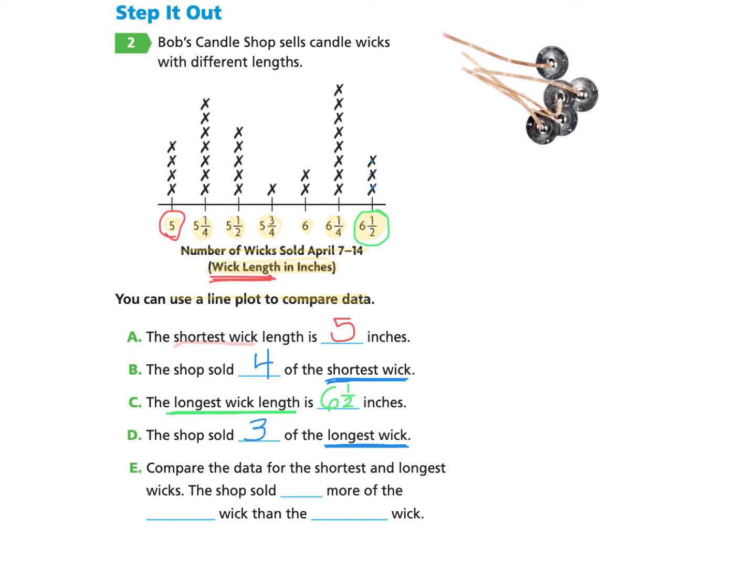Now they're going to ask us in part E to compare the data for the shortest and the longest wicks. The shop sold blank more of the blank wick than the blank wick. Okay, so we know that the shop sold 4 of the shortest wick and the shop sold 3 of the longest wick. So which one's bigger? The shortest one, right? So if they have 4 compared to 3, we're going to find that they sold 1 more of the shortest wick than the longest wick.